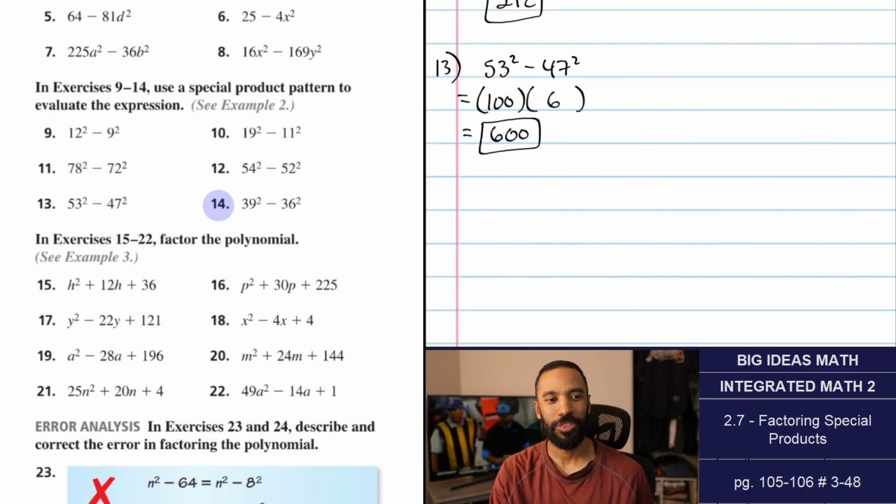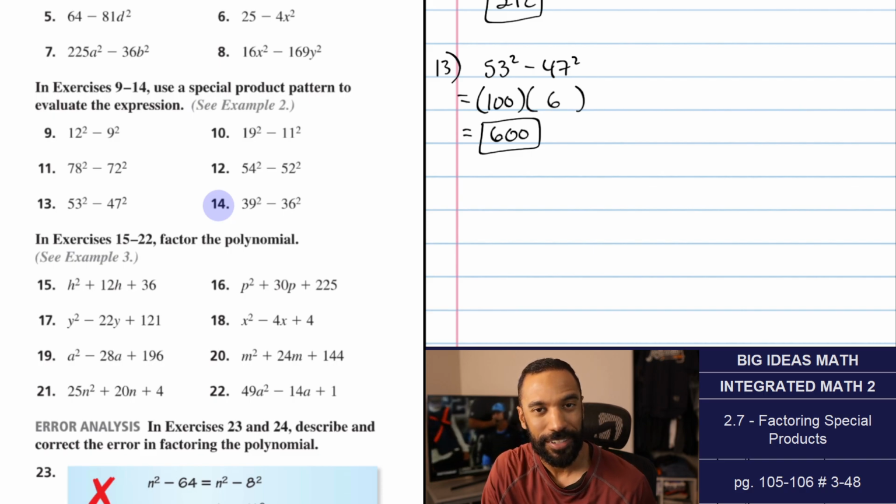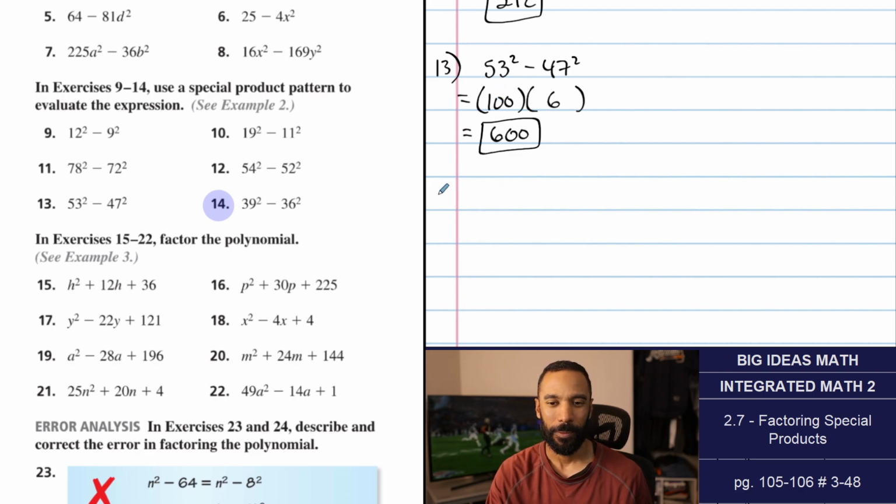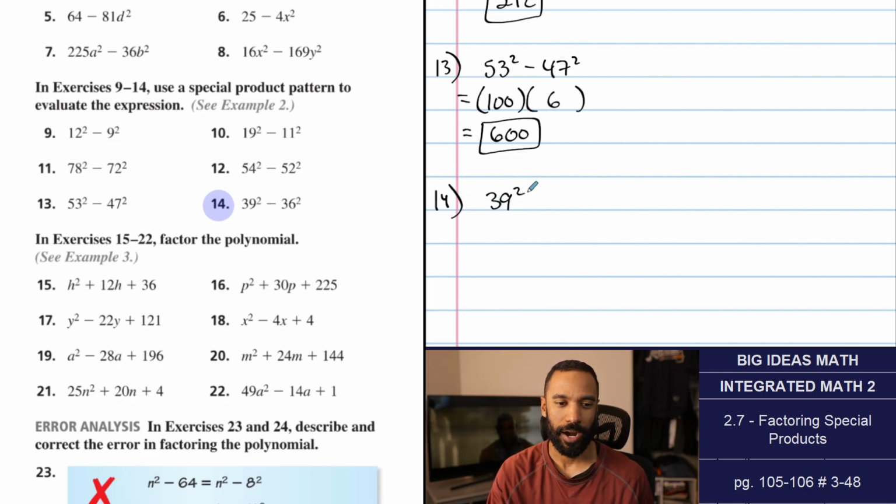Well, how about 53 squared minus 17 squared? Oh, that's still pretty easy. That's 60 times, that's okay. We can, 70 times something. But that's okay. We can still work off of that. All right, 39 squared. Excuse me, minus.